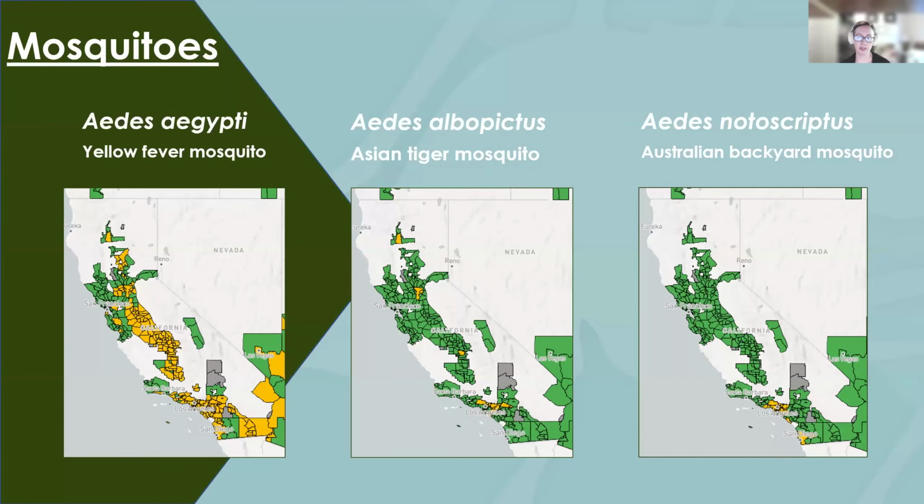Here are some maps showing the spread of these 3 invasive species in California. Aedes aegypti on the left. You can see all of the yellow. Green is places that have experienced trapping and surveillance looking for this invasive species, but have not found it. And yellow is where it has been found. Aedes albopictus, less widespread, but still pretty widely distributed in the state. And then Aedes notoscriptus, for now, is fairly limited to Southern California.